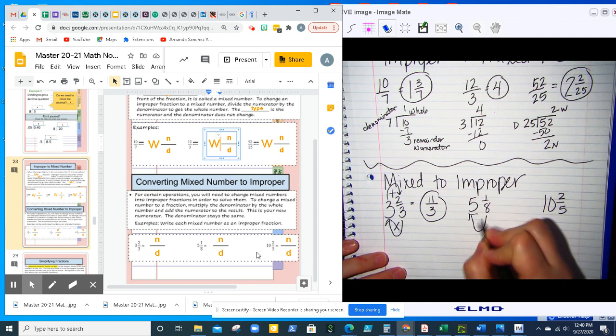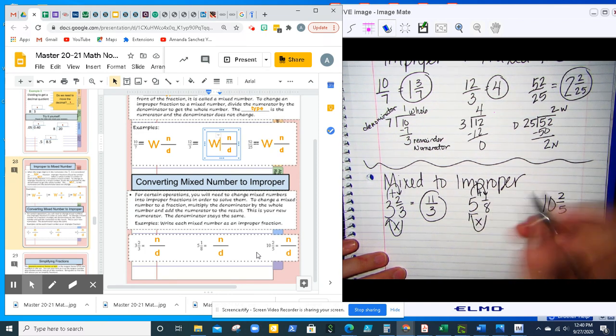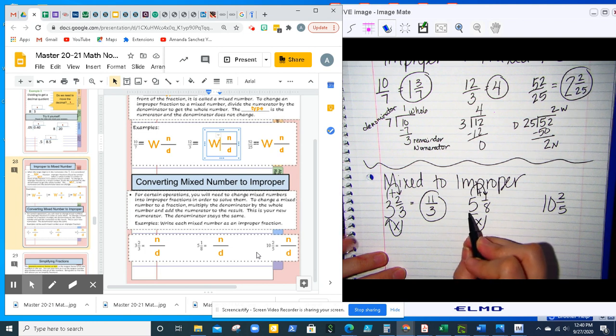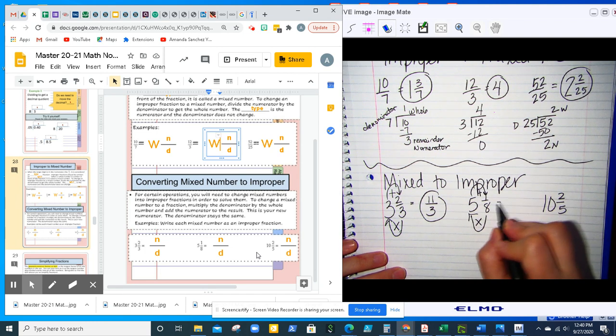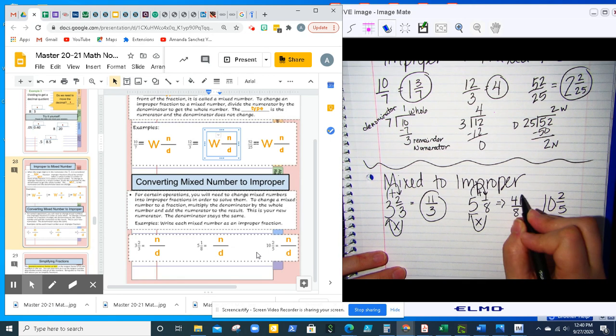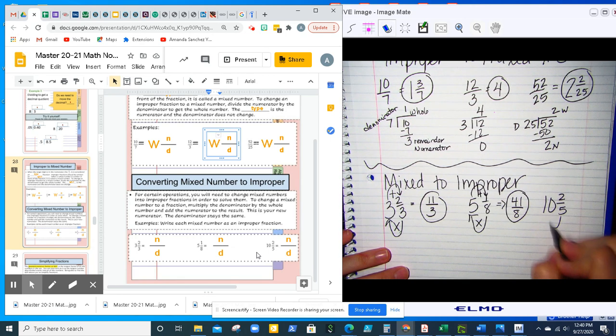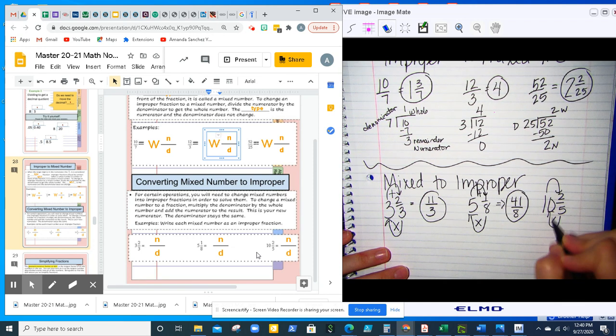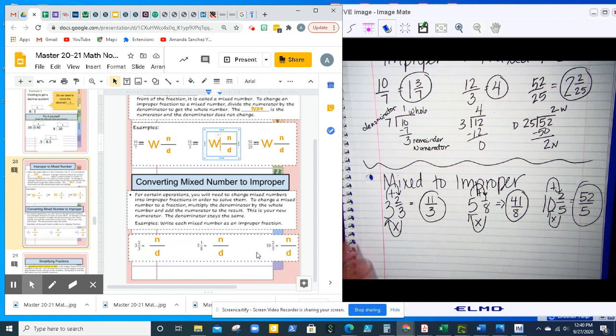So same thing here, multiply, add, 8 times 5 is 40, plus 1 is 41, and then the 8 slides over. Multiply, add, 5 times 10 is 50, plus 2 is 52 over 5. Okay, so that's mixed to improper.